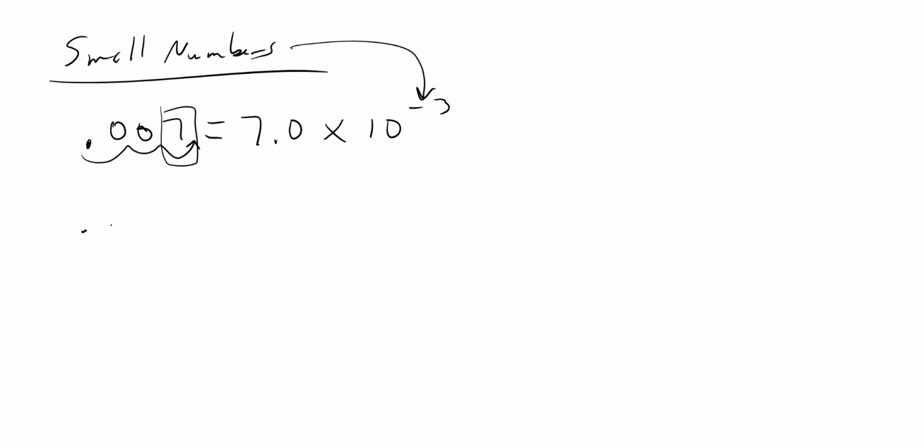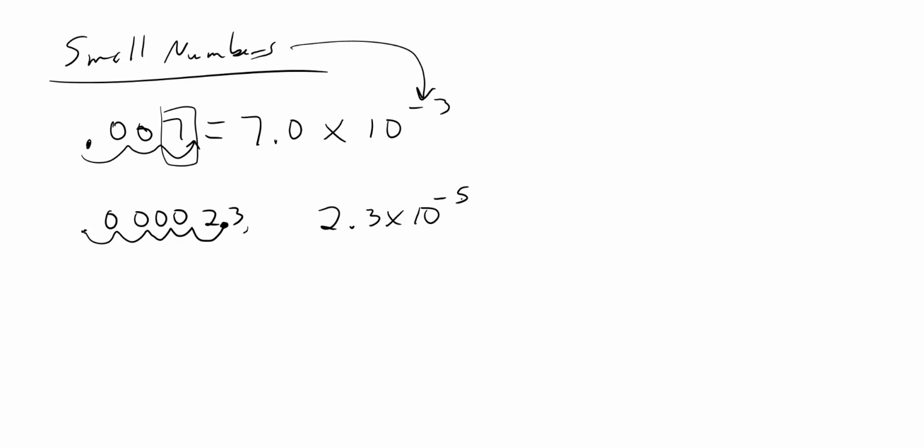Okay, so if I do 0.000023, that means I move it over, well, I'm over here, so I'm going to go 1, 2, 3, 4, 5. Okay, so I moved over 5 places, so it's going to be 2.3 times 10 to the negative 5th power.